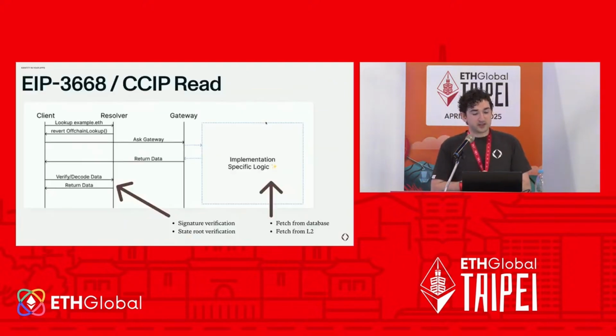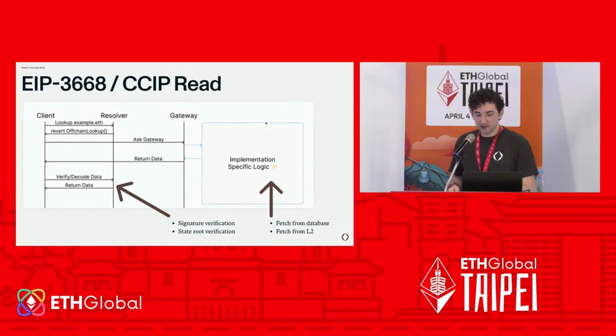Cool. CCIP-Read is an EIP, number 3668, or an ERC, that basically defines how to fetch off-chain data from a smart contract. And it looks something like this. There's a client, which is like a website. You can imagine it being a wallet. There's a resolver, which is the ENS resolver smart contract that I described earlier. And there's a new party, the gateway. A gateway is like an HTTP API. It's not a crypto service.